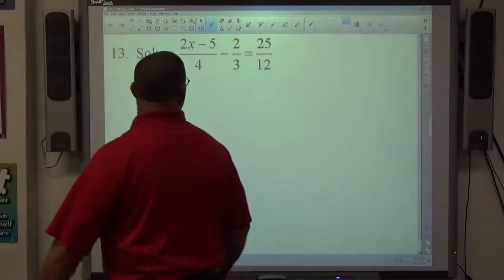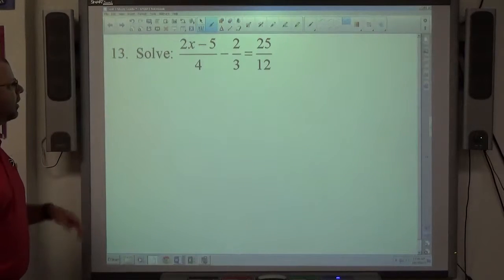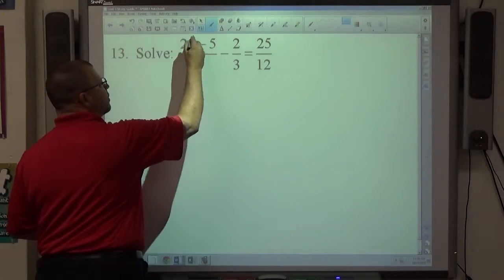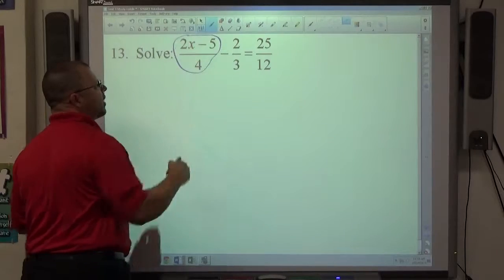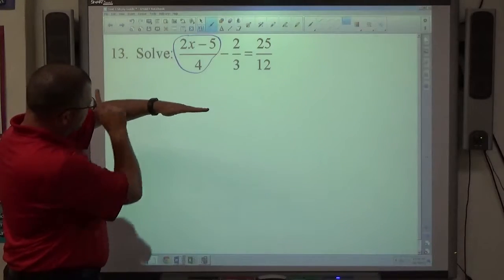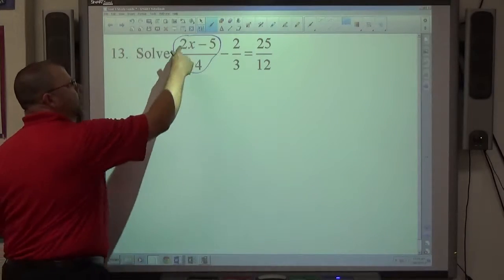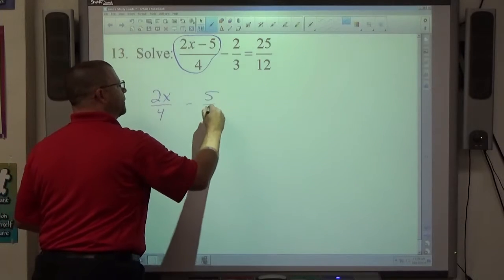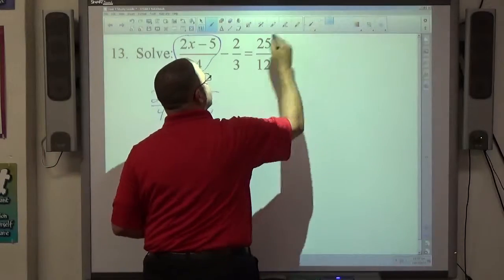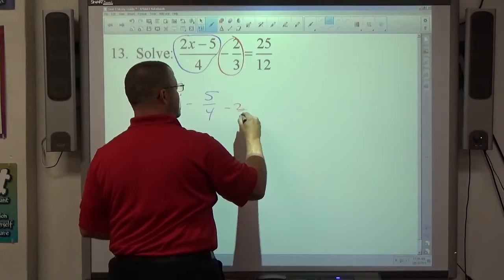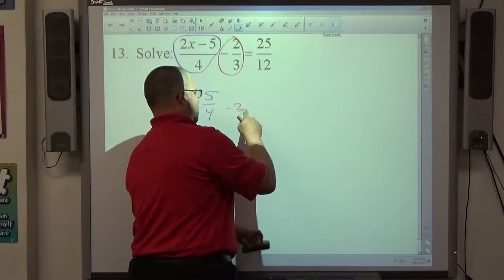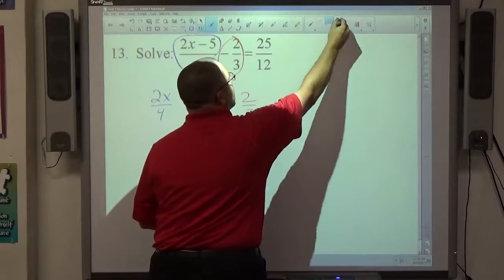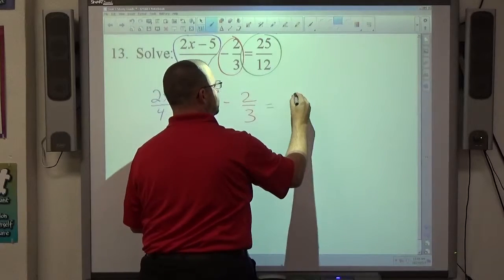Number 13, we have a fraction equation, and 2x minus 5 is a binomial numerator. My advice has always been to split this fraction apart into separate fractions since it's only over one thing. First thing over the bottom, second thing over the bottom. So 2x over 4 minus 5 over 4 minus 2/3 equals 25/12.